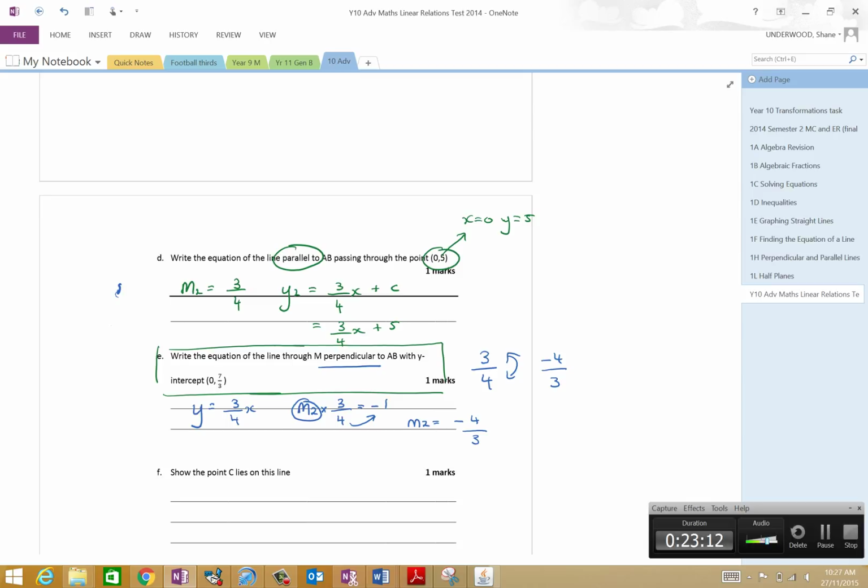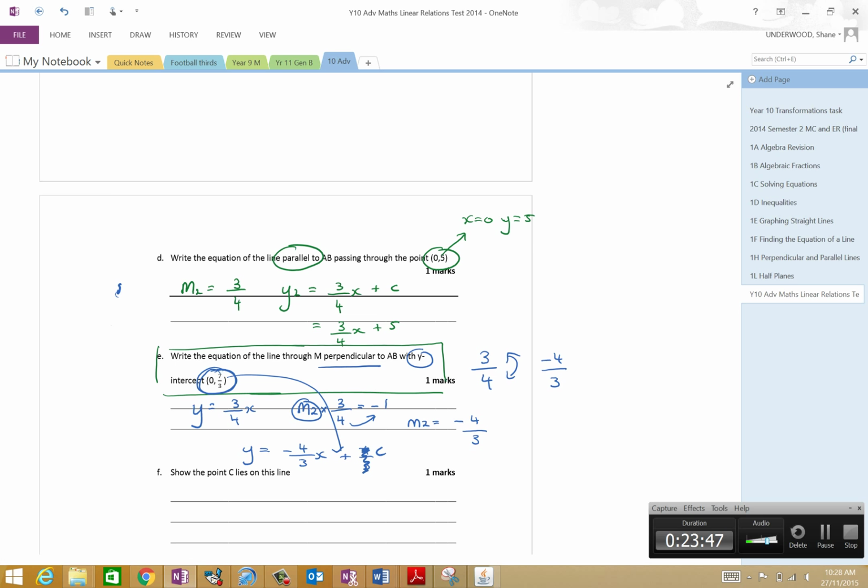Now it says write the equation of the line of M perpendicular with a y-intercept. So therefore we know that it's -4/3 x, and guess what? We've been given c again, haven't we? Plus 7/3. Otherwise you could have said that this was plus c, and then you could have subbed in this point, but really you could have skipped a step there, couldn't you? Yes. Because c is the y-intercept. It always is in a line.